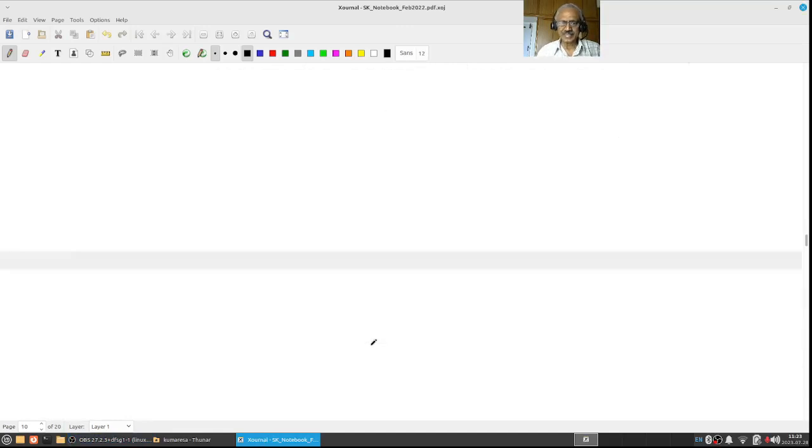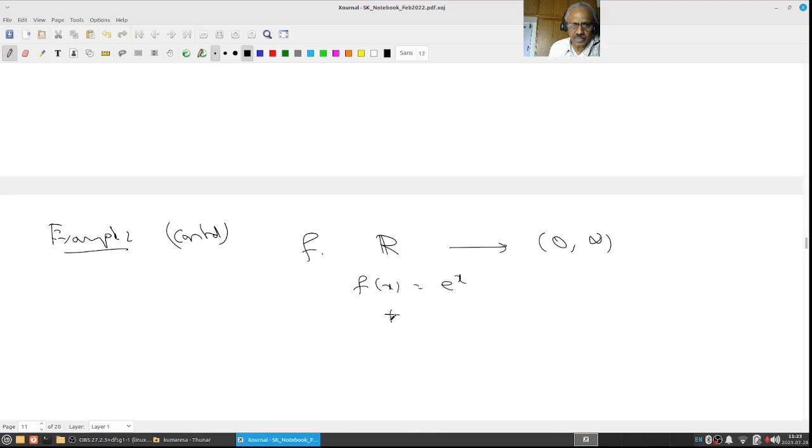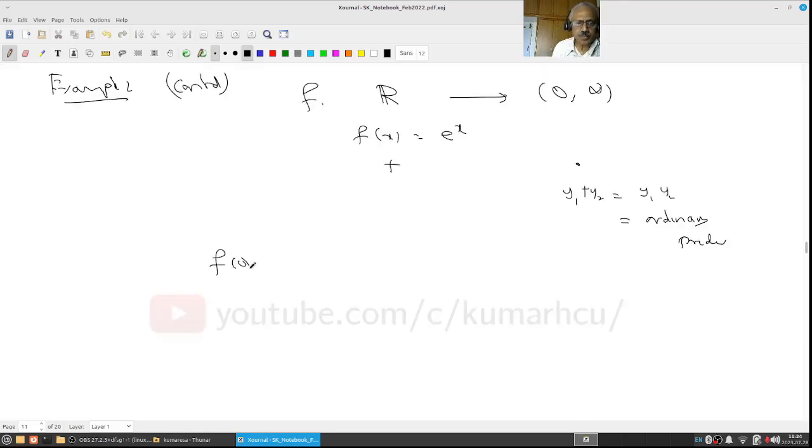Let us continue with the second example. What is that example? f is from R to (0, infinity), f of x was e power x. Then I have this addition; we saw that it corresponds to standard multiplication. That is, y1 dagger y2 is nothing other than y1 y2, the ordinary product. Now what is f of 0? f of 0 is e power 0, that is 1. Therefore, that is the identity of the codomain.